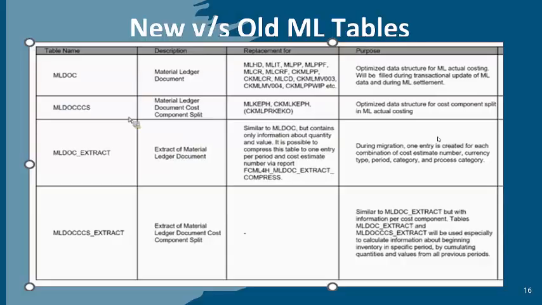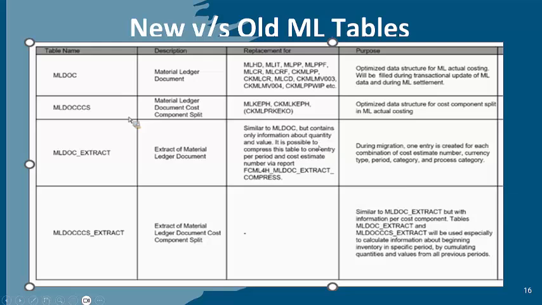Okay, so here basically quickly we will understand what exactly has been replaced by what. So here is the new table MLDoc, material ledger document. All of these have been replaced, all these old tables, MLHD, MLIT, and so on and so forth. MLDoc CCS, material ledger document cost component split. So it replaces MLKEPH, CKMLKEPH, and CKMLKCO. So this is the optimized data structure for cost component split in ML actual costing.